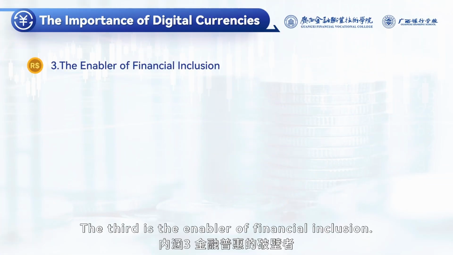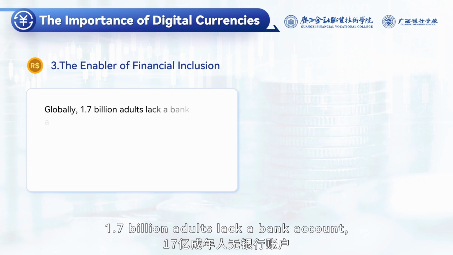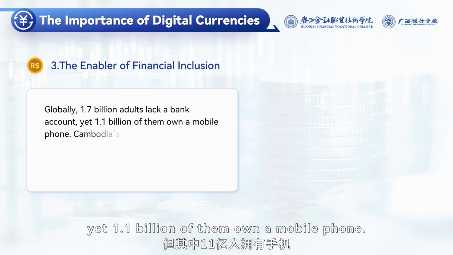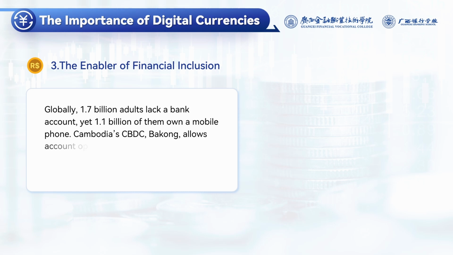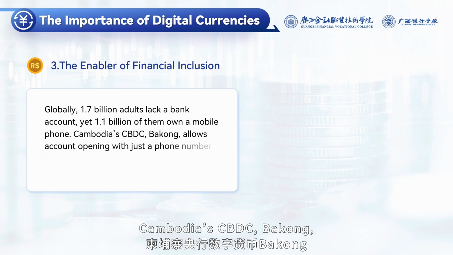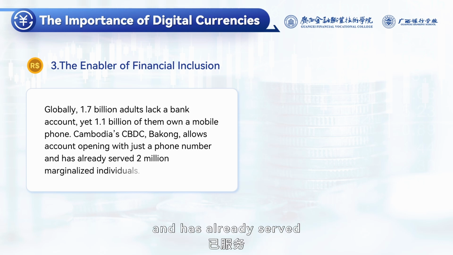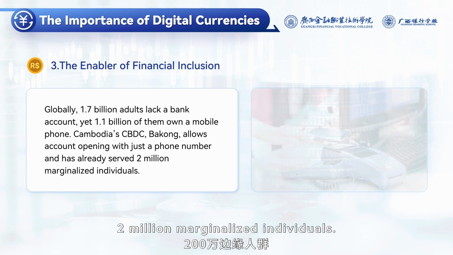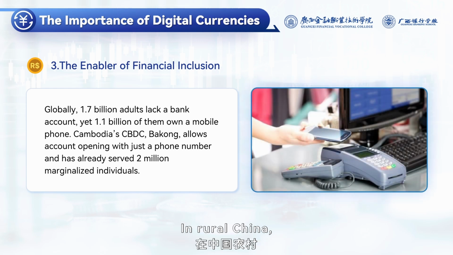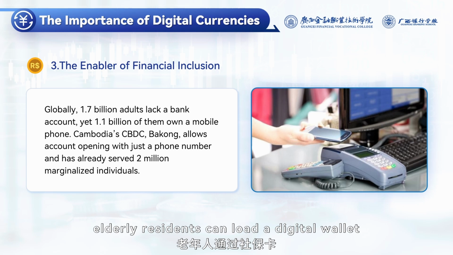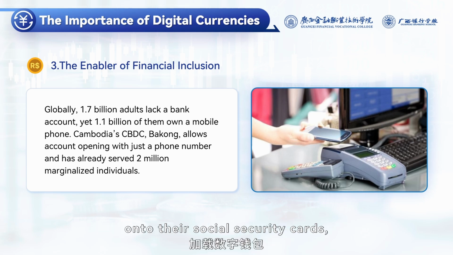The third is the enabler of financial inclusion. Globally, 1.7 billion adults lack a bank account, yet 1.1 billion of them own a mobile phone. Cambodia's CBDC, Bakong, allows account opening with just a phone number and has already served 2 million marginalized individuals. In rural China, elderly residents can load a digital wallet onto their social security cards, allowing them to enjoy online payments for the first time.